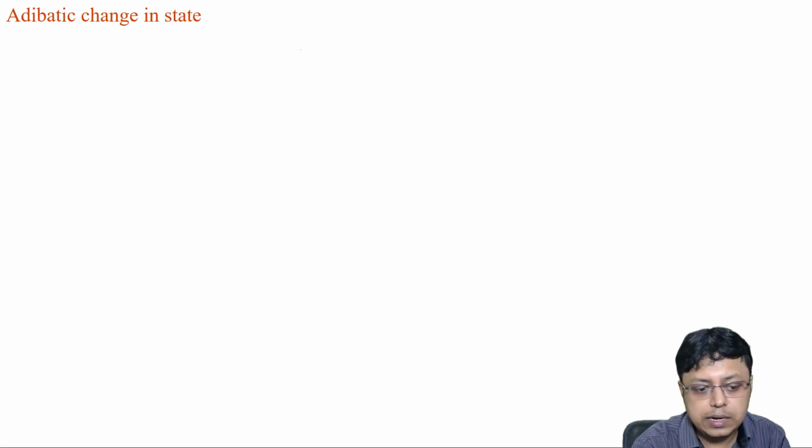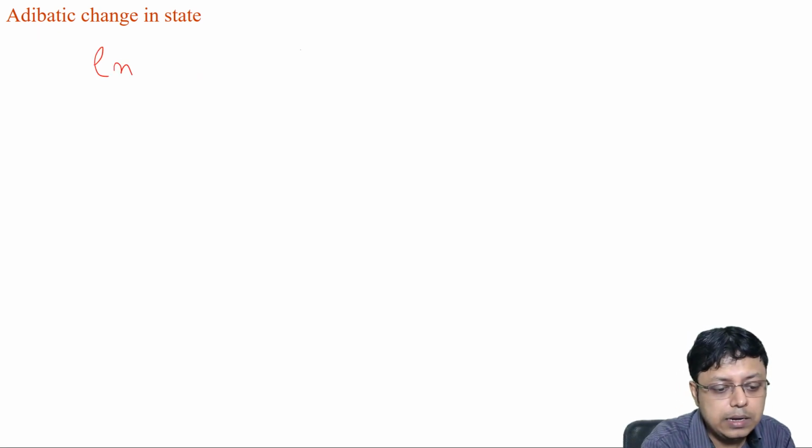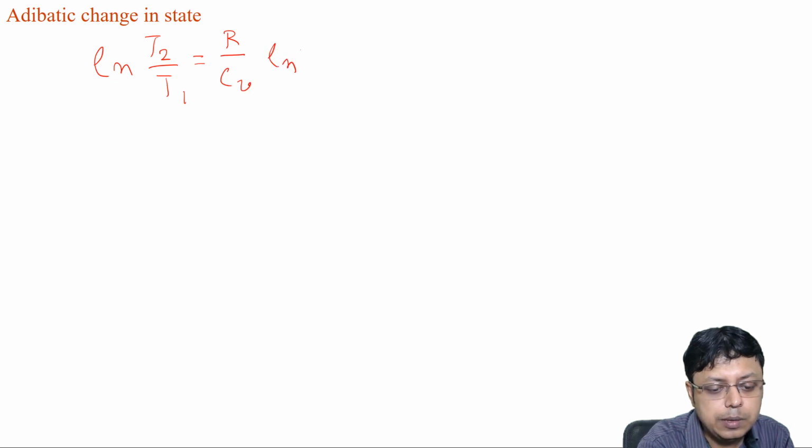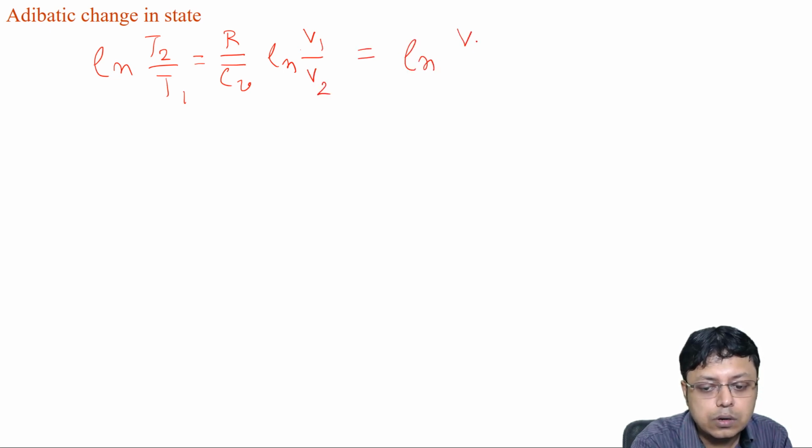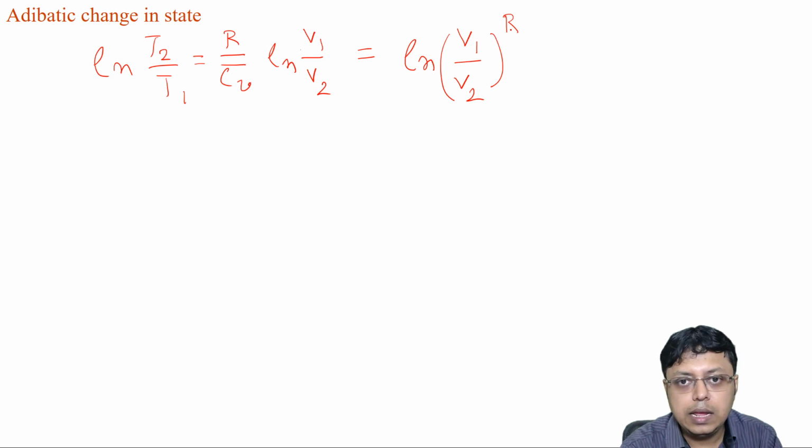So we can further rearrange by writing ln T2 by T1 is nothing but R by Cv bar, in this case it's a molar heat capacity, times ln V1 by V2, or we can actually take it to the power by using the fact A ln B is nothing but ln B to the power A.